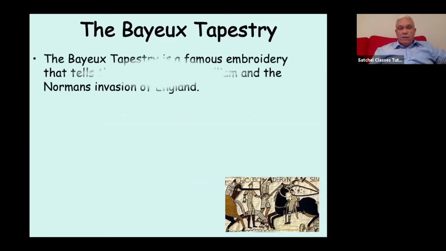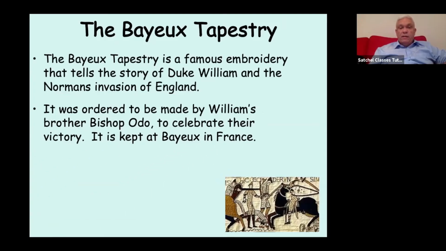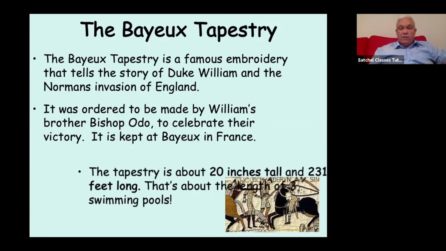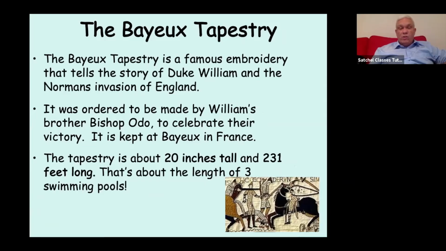The Battle Tapestry, which you may have come across, is a famous embroidery. It tells the story of Duke William and the Norman invasion of England. It was ordered to be made by William's brother, Bishop Odo, to celebrate the victory, and it's kept in Bayeux. It's a very long tapestry. You can see videos of it. It's about 20 inches tall and 231 feet long, about the length of 3 swimming pools. I've never seen it, but apparently they tried to get it to England. It tells a story, obviously from the French side of the view as well.